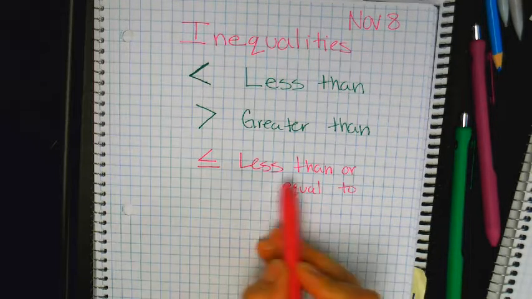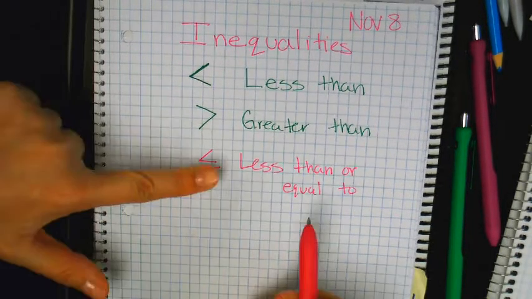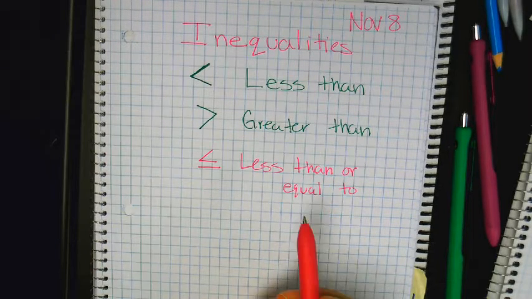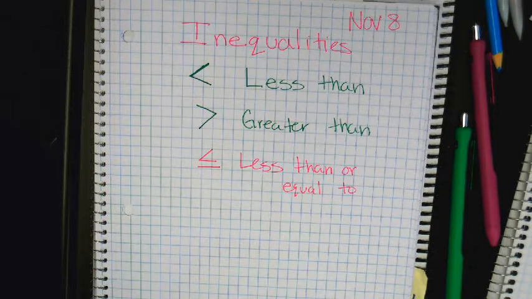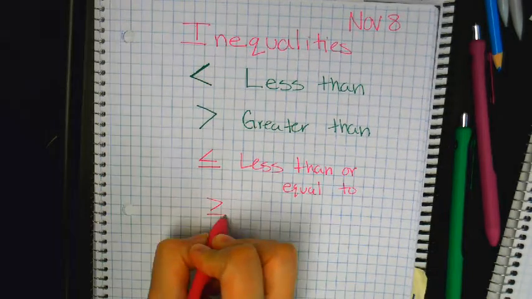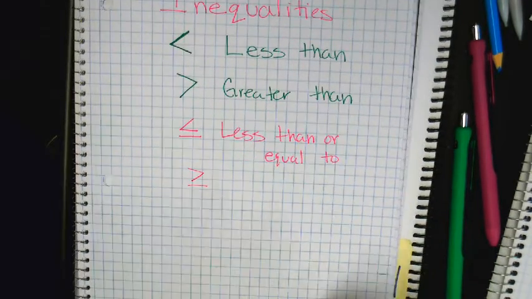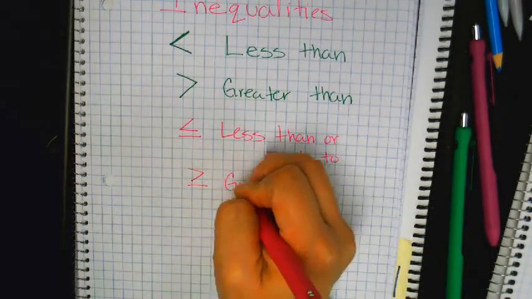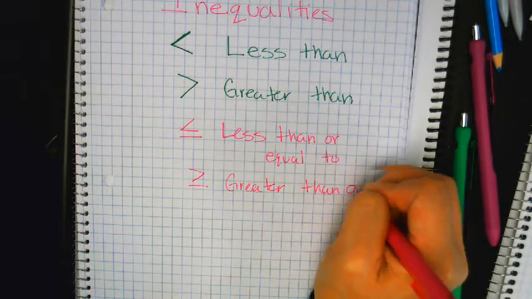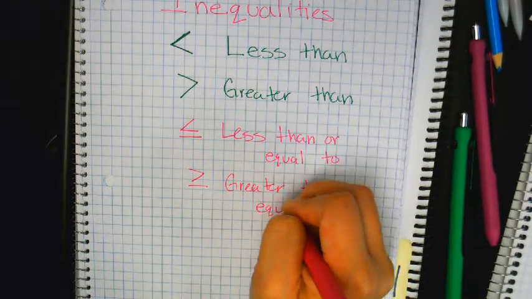Okay, so less than or equal to. So it has the less than symbol plus half an equal sign. So less than or equal to. All right? So therefore, this one stands for greater than or equal to.